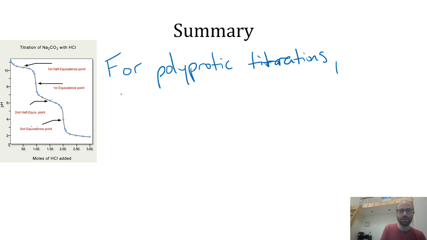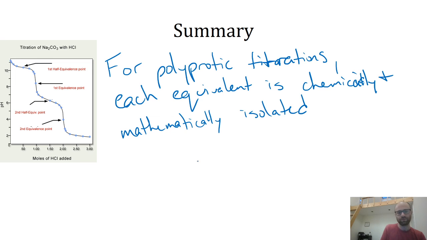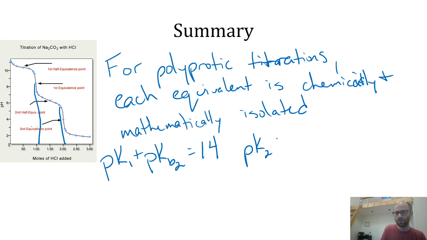for polyprotic titrations, each equivalent is chemically and mathematically isolated. So basically that means consider all of the first equivalent by itself, consider all of the second equivalent by itself. Subtract it out if you get any numbers that pop in, but don't forget that pK1 plus pKb2 equals 14. pK2 plus pKb1 equals 14.